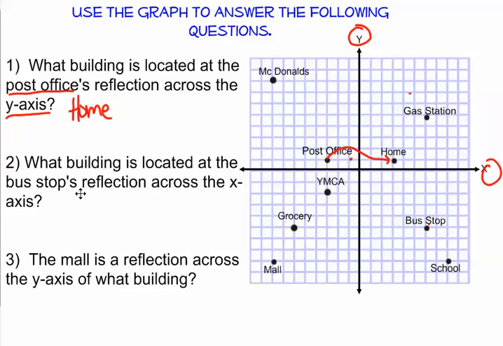The next one, what building is located at the bus stop's reflection across the x-axis? So bus stop and the x-axis. So here's my bus stop. And I'm being reflected over the x-axis. Okay, x-axis. So sorry guys, my airliner's having some issues here. So this is my x-axis, so I'm being reflected over. So from here, that must be the gas station.